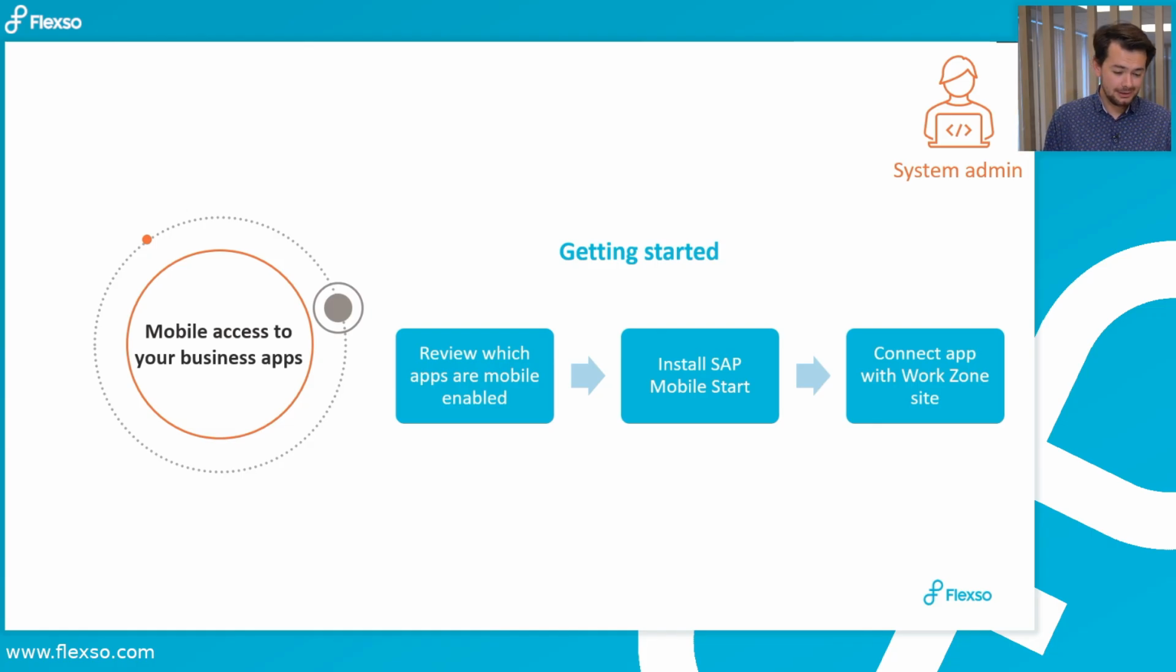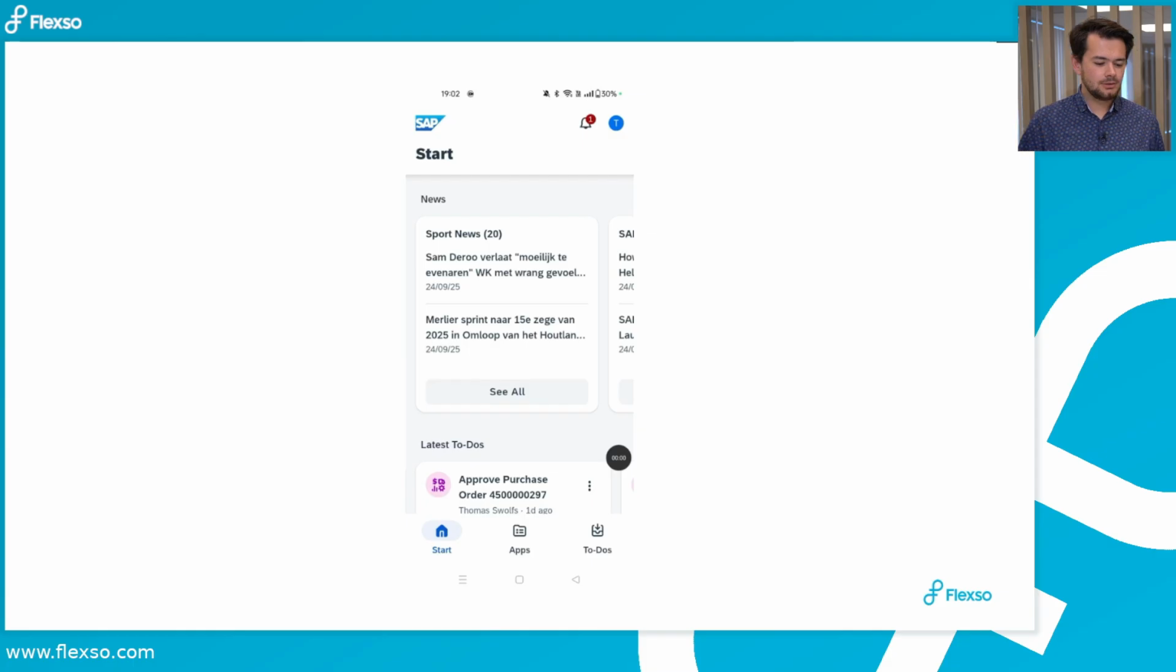And once you did this, you can access your Work Zone via Mobile Start. And Mobile Start looks like this. So it's a native application. It will bring your applications, your business apps, to a native environment. And you will see that you have a start page, an applications page, and a to-dos page. And we'll have a look at this.